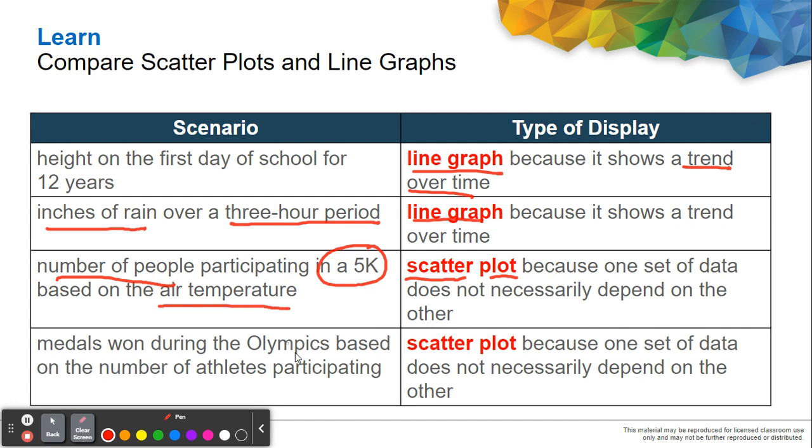Also, for medals won during the Olympics based on the number of athletes participating, we only use a scatter plot. It doesn't mean that more people joining will result in more medals, because some events in the Olympics have only a few people, but we still have the same number of medals: bronze, silver, and gold. So it doesn't depend on how many people are participating. So only a scatter plot.